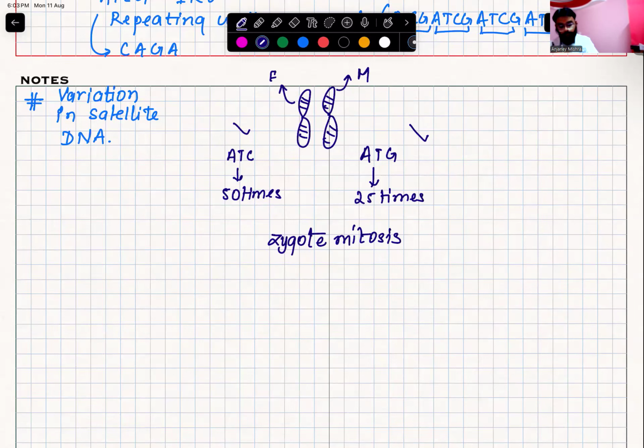So basically, in our chromosomes, half of the repeating thing is from the father, half of the repeating thing is from the mother. Okay.